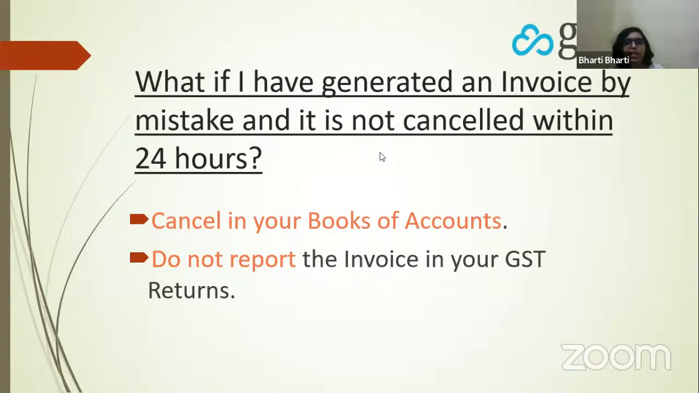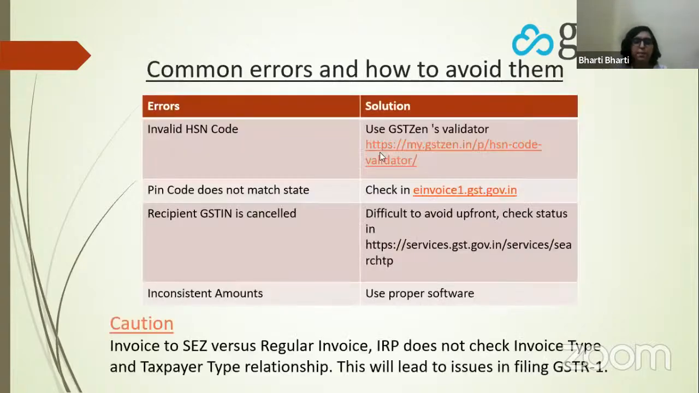What if I have generated an invoice by mistake and it is not cancelled within 24 hours? If that window has lapsed, what should I do? You have two options. One, you can create a credit note and generate a new invoice. The second is cancel it from your books, and while filing GSTR1, do not report it. Remove it from your GSTR1 while filing.